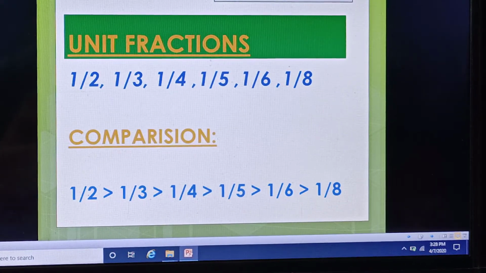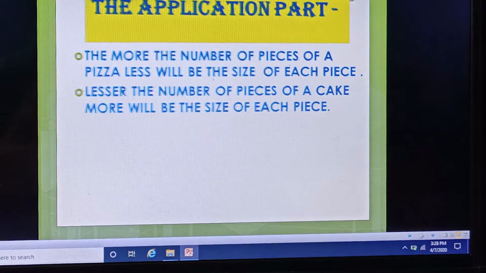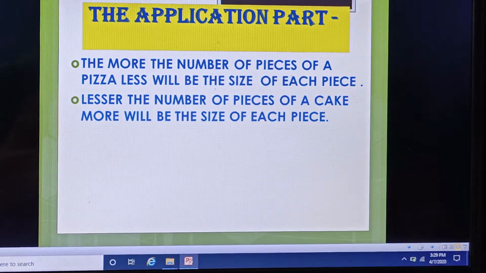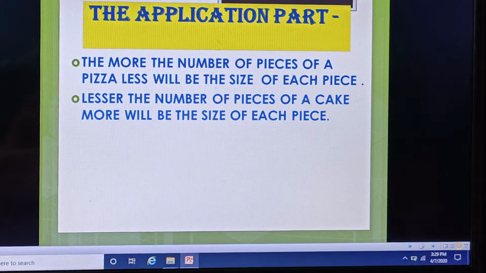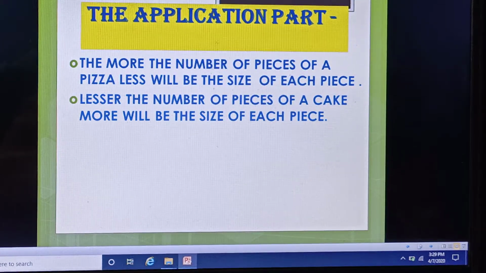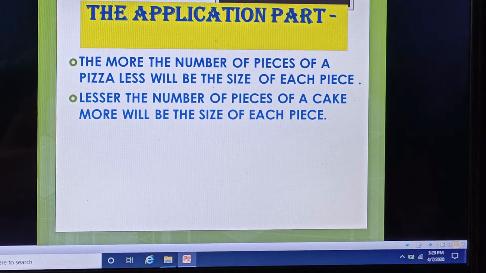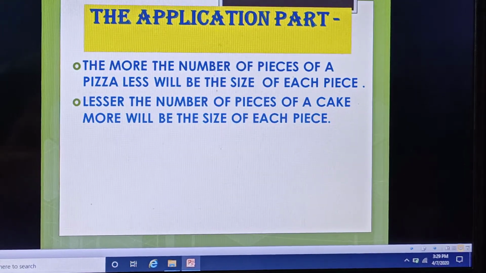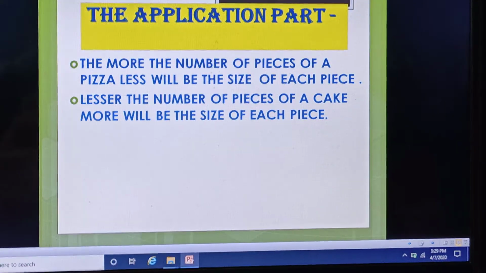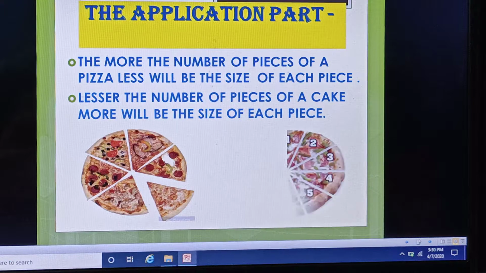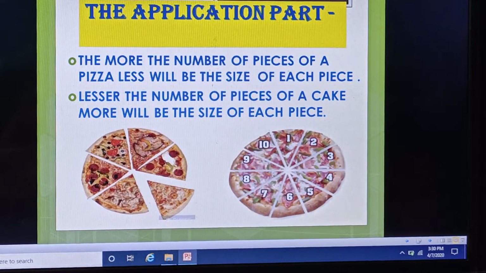Now coming on to the application part, the more pieces of a pizza we have, the smaller will be the size of each piece that we get. Again, the fewer pieces of a cake we have, the bigger will be the size of each piece that we get. Now, to recapitulate whatever we have learned till now, I am going to ask you one interesting question.